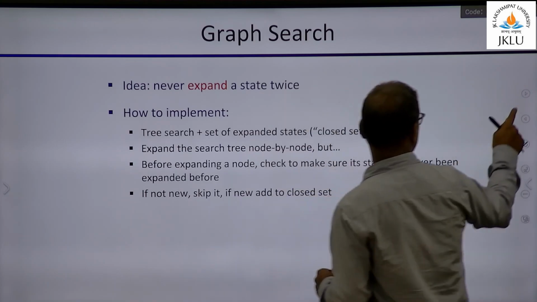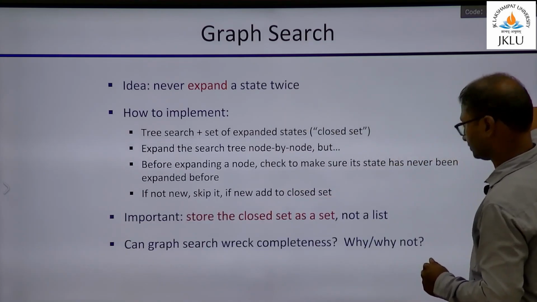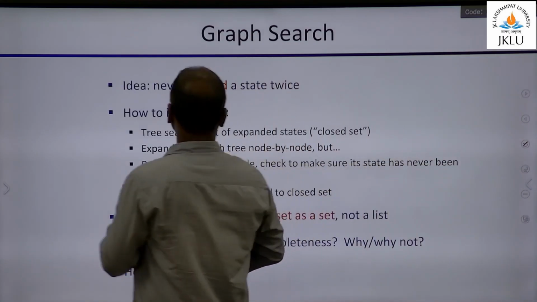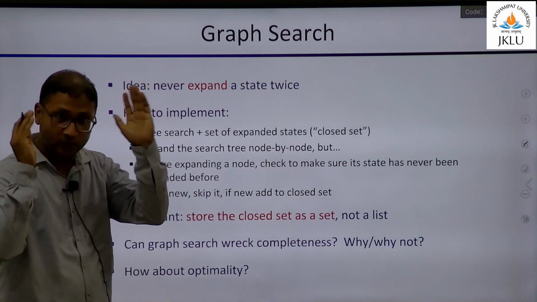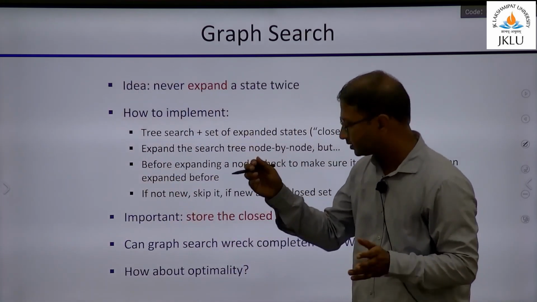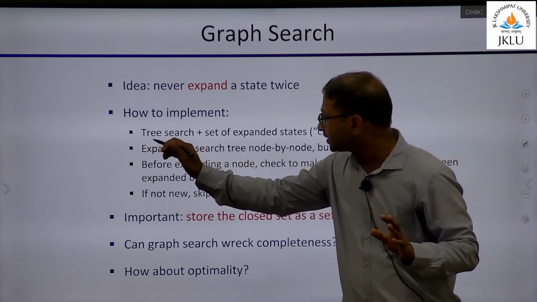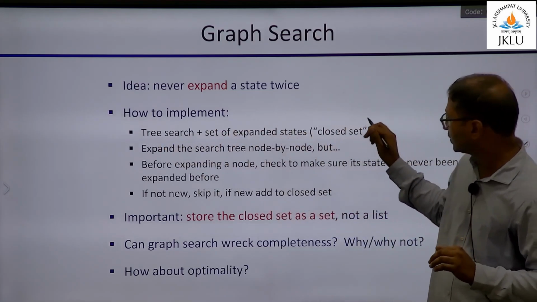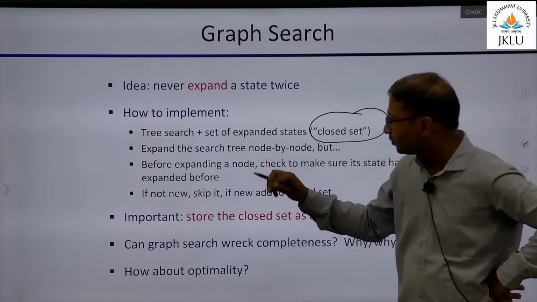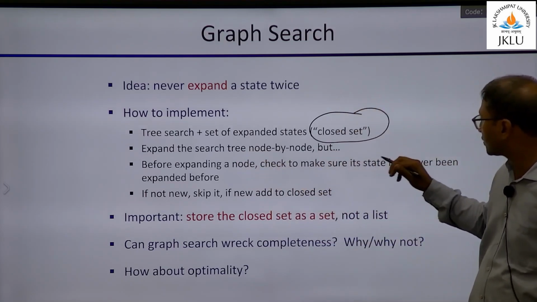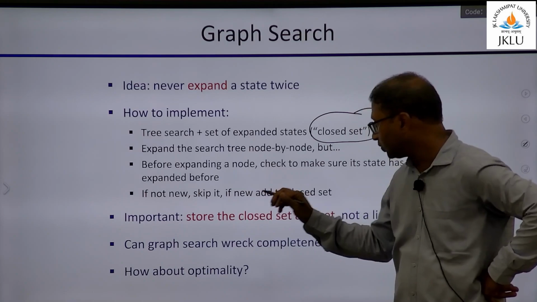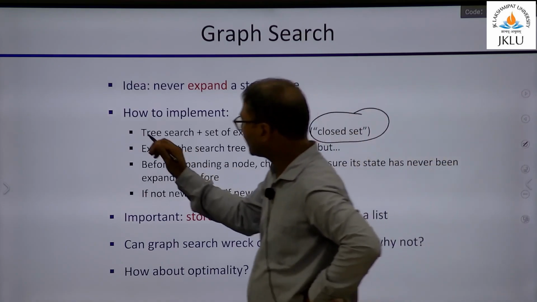How to implement this? Tree search plus a set of expanded states. That's a closed set. Expand the search tree node by node. Before expanding a node, check to make sure its state has never been expanded before. If not new, skip it. If new, add it to the closed set. What is happening in all these 4 statements?